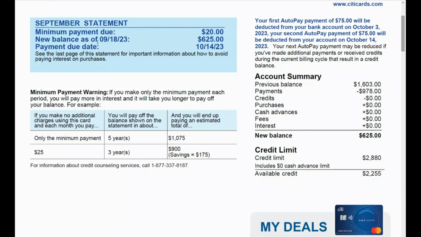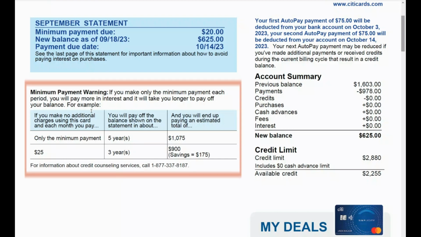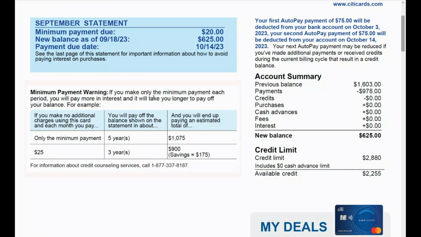Right underneath your minimum payment due, right below that, it's giving you the minimum payment warning. Your billing statement is governed by federal law, and there are certain things they have to have in each billing cycle to protect you as a consumer. This is one of those things. So right over here, it has your minimum payment warning. If you make only the minimum payment each period, you will pay more in interest and it will take you longer to pay off your balance.